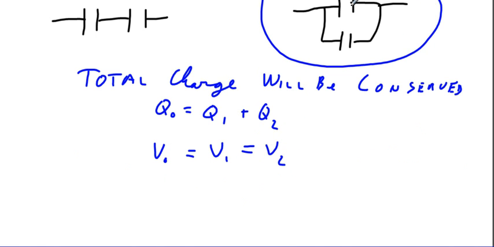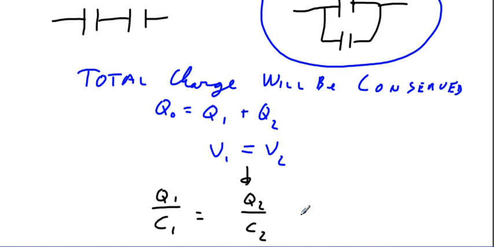Whatever the voltage was originally, well, that's not totally true. But when I get done, the voltages have to be the same. V1 has to be V2 because I'm in parallel. So given that V1 has to be V2, we can rewrite that and say that Q1 over C1 is equal to Q2 over C2.